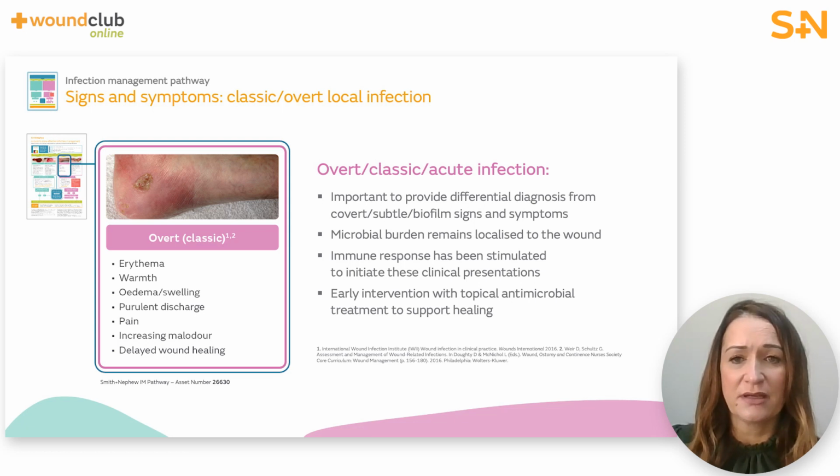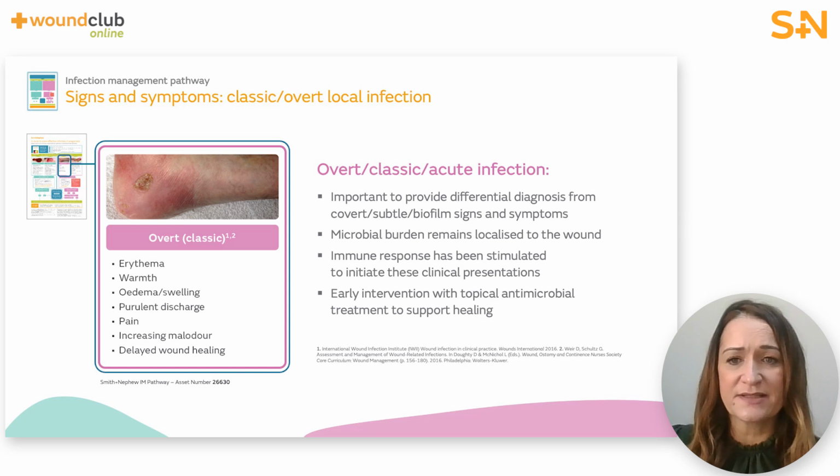Purulent discharge: composed of white blood cells, largely neutrophils, that have been fighting the increased microbial burden. Pain: can be due to a myriad of factors, including bacterial secretion, local impact on the nervous system, additional pressure created by edema, and high sensitivity associated with immune response. Increasing malodor: a result of bacterial metabolic activity, proliferation and tissue deterioration. Delayed wound healing: a result of increased inflammation and deterioration of tissue due to bacteria.